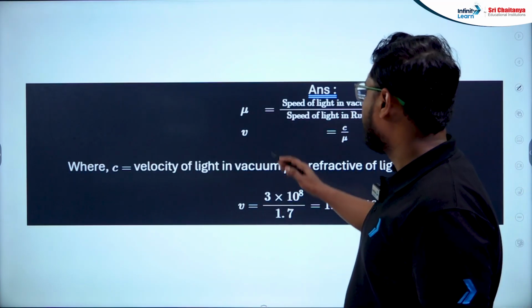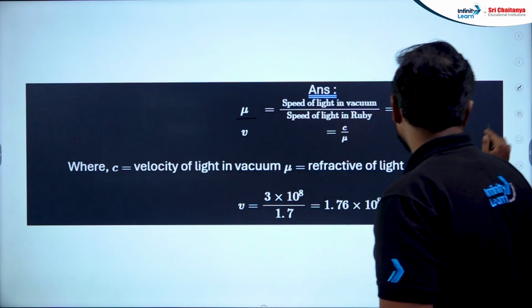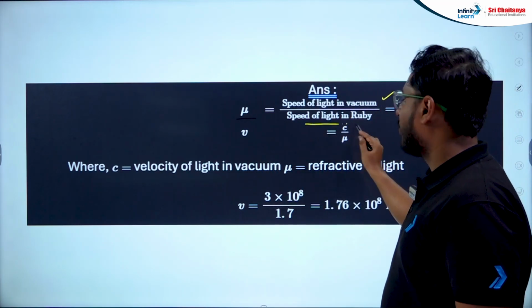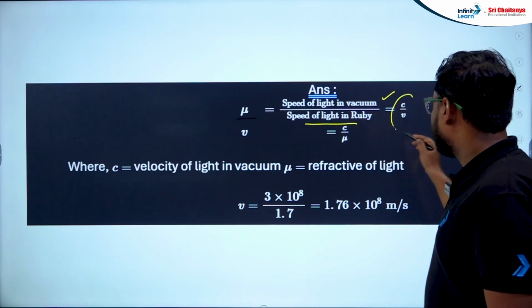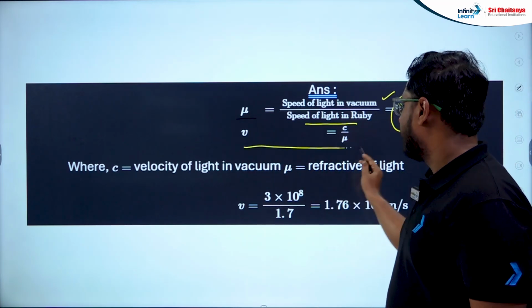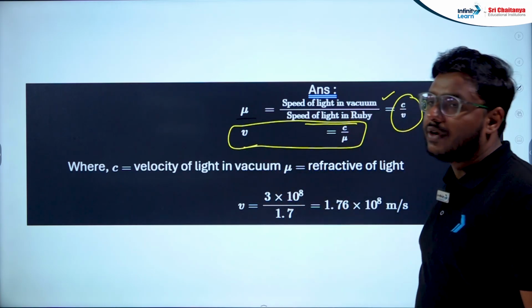First of all, we know that mu, the refractive index, is equal to the speed of light in vacuum divided by the speed of light in that medium. Ruby is the medium here. So we can say that it is c by v. So mu is equal to c by v. We are solving for v here. So I can say that v is equal to c divided by mu.